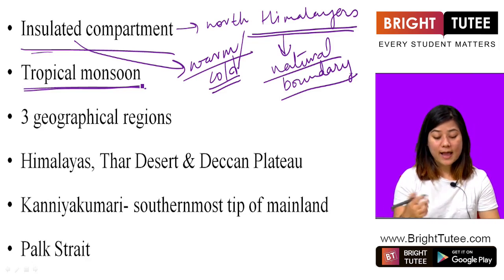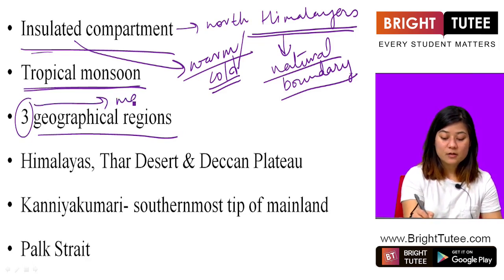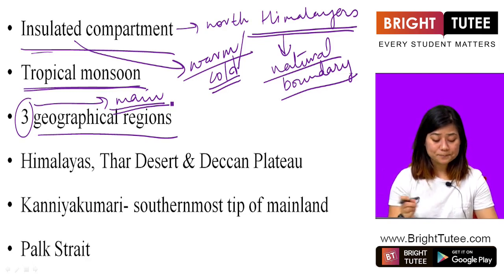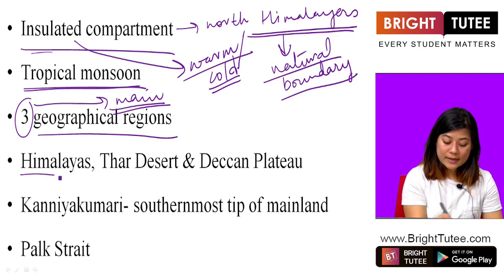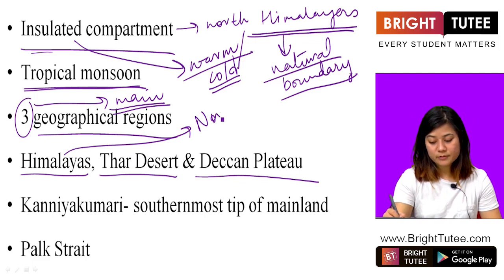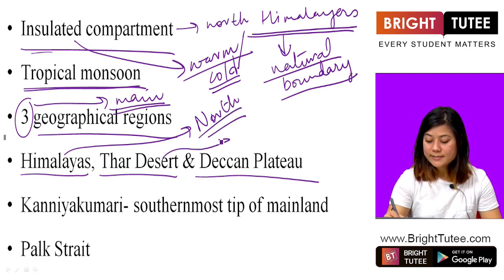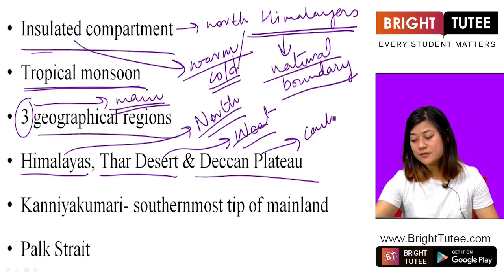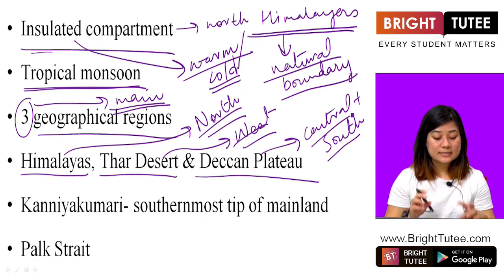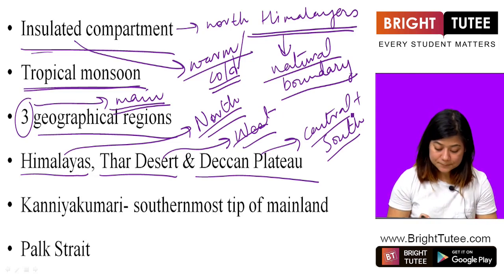Now when we look at the geographical regions of India, we can say that there are three main geographical regions, meaning three distinct regions. Those are the Himalayas, Thar Desert and Deccan Plateau. Himalayas in the north, Thar Desert in the west, and Deccan Plateau in the central plus southern part of India. So these are the three main distinct geographical regions of India.